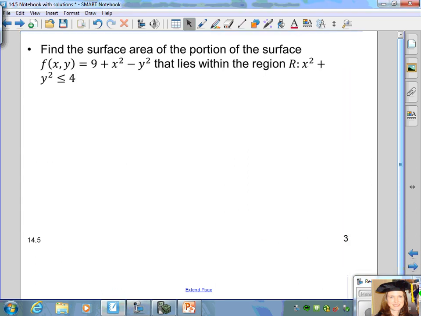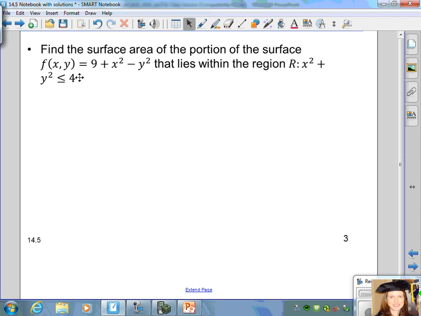For this next example, we want to find the surface area of the portion of the surface of f of xy equals 9 plus x squared minus y squared that lies within the region R, which is x squared plus y squared is less than or equal to 4. So this is a three-dimensional surface, and we want to find the surface area of the portion that lies within this region, x squared plus y squared is less than or equal to 4.